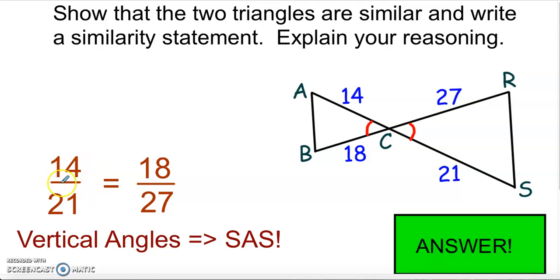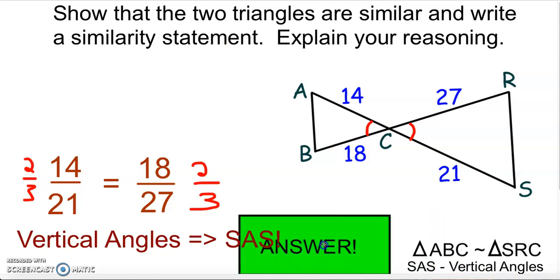So when I check these, this reduces to 2 over 3, and this reduces to 2 over 3. So the triangles are going to be similar to each other. So the similarity of the triangles, I'm going to go triangle A, B, C, okay? But these triangles are swapped. So this is going to be triangle SRC, not triangle CSR or something like that. So the corresponding parts are triangles ABC and SRC.